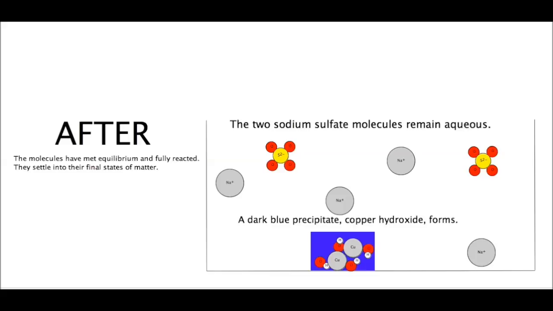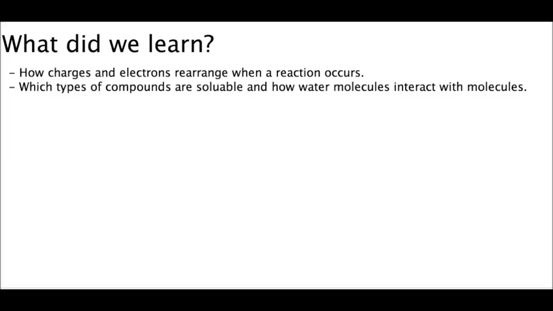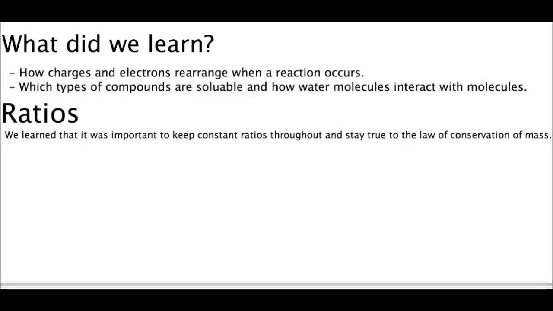Sodium sulfate is now an aqueous solution, and copper 2 hydroxide has formed a dark blue precipitate at the bottom of the beaker. So, what did we learn? We have learned how charges and electrons rearrange during a reaction, what kinds of compounds are soluble, and how water molecules interact with ions. We have also learned how it is important to keep our ratios constant throughout the representation so as to stay true to the law of conservation of mass.